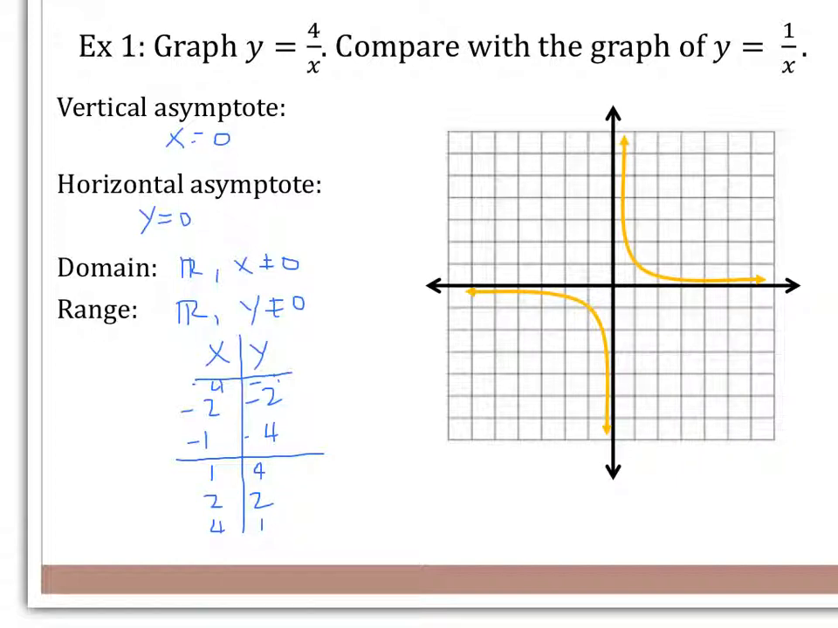So I'm going to plot these. I'm going to have a 1, 4 right there, 2, 2, and then 4, 1. And then I'm going to do the same thing on the other side. One thing I didn't do on this graph is put the asymptotes, but I do recommend that you do that.